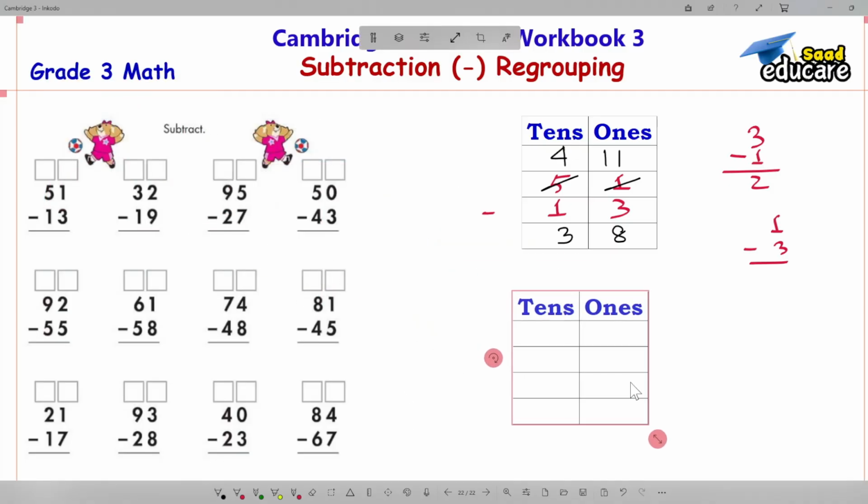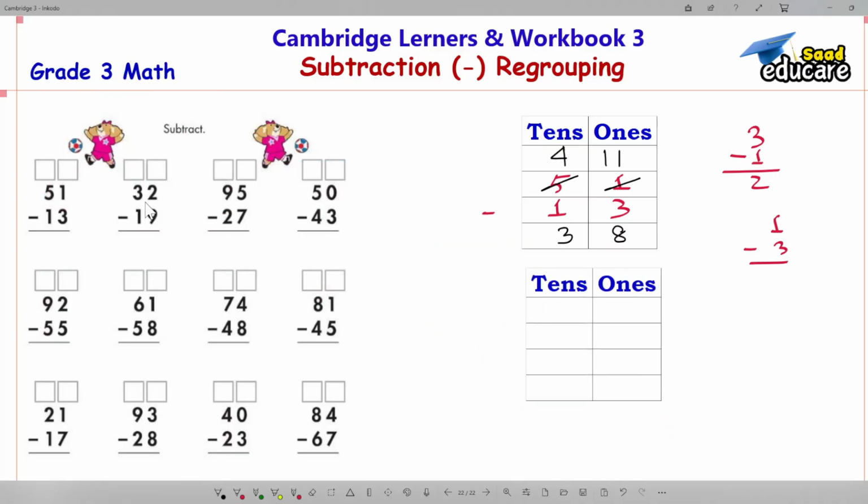Another practice. Here is 32 minus 19. In 32, 3 is the tens and 2 is the ones. Minus 19: 1 is the tens, 9 is the ones. So 2 is less than 9, so we need to borrow something. So to these 2 we can add 1 ten.